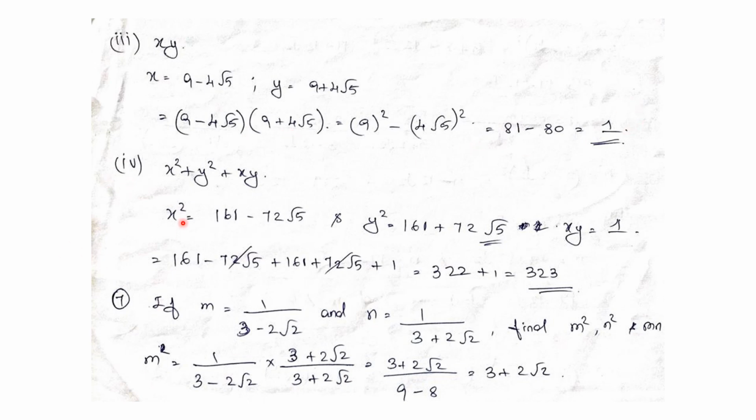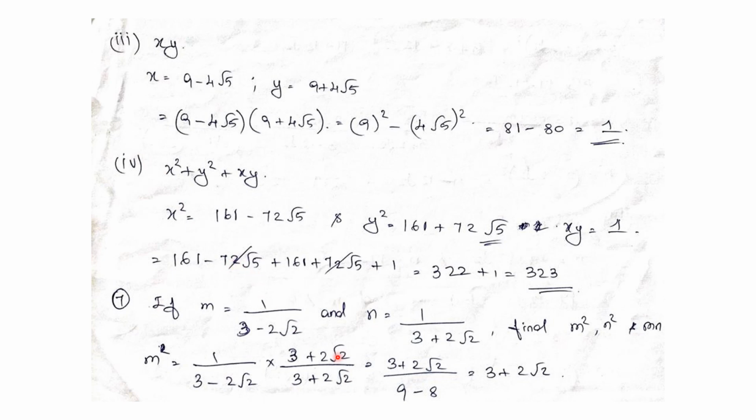Then the fourth sum, x squared plus y squared plus xy. Already we know x squared. What is x squared? What is y squared? What is xy? xy is nothing but 1. So we need to substitute that one. The final answer we will get is 323.